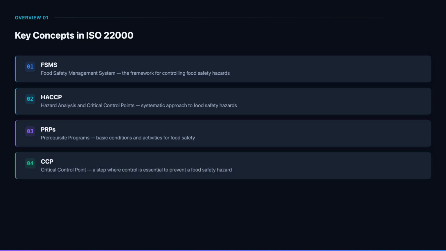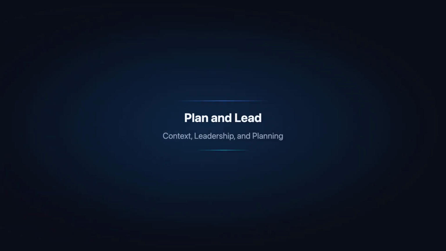A critical control point is a specific step in the food production process where a control measure is essential to prevent, eliminate, or reduce a food safety hazard to an acceptable level. Each CCP has defined critical limits, monitoring procedures, and corrective actions. The first phase follows the plan stage of the PDCA cycle: understanding your organization's context, establishing leadership commitment, and planning your food safety management system.